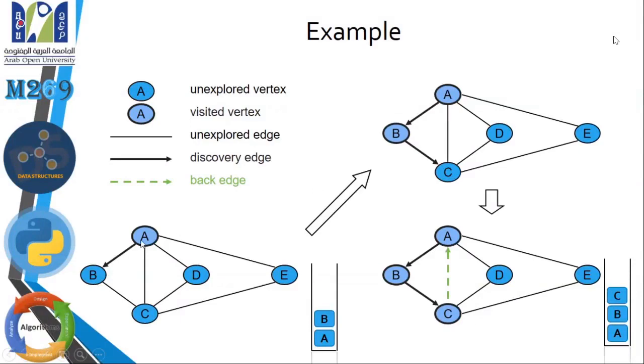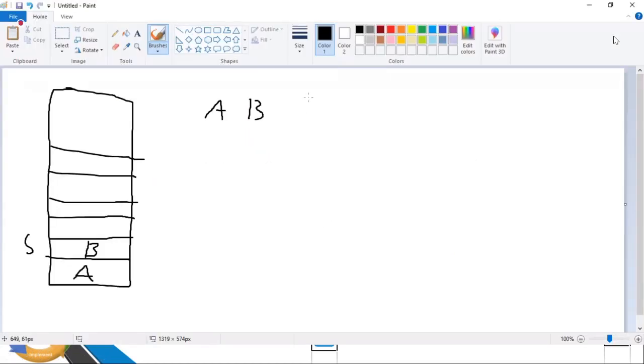So, A already visited. So, the only option for me is C. So, I will select C. C now will be selected. It will be added to the stack. Now, it's getting more sophisticated because A will not be deleted unless I get rid of B and C. So now it's A, B, C.